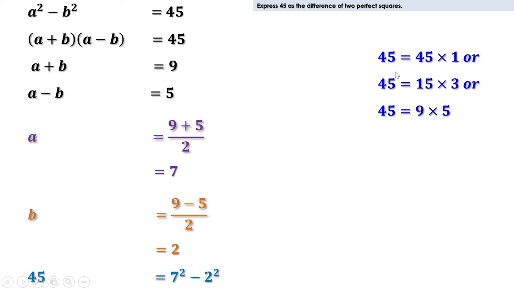Here 45 can be expressed as a product of two numbers in three different ways. So we can express 45 as the difference of two perfect squares in three different ways.